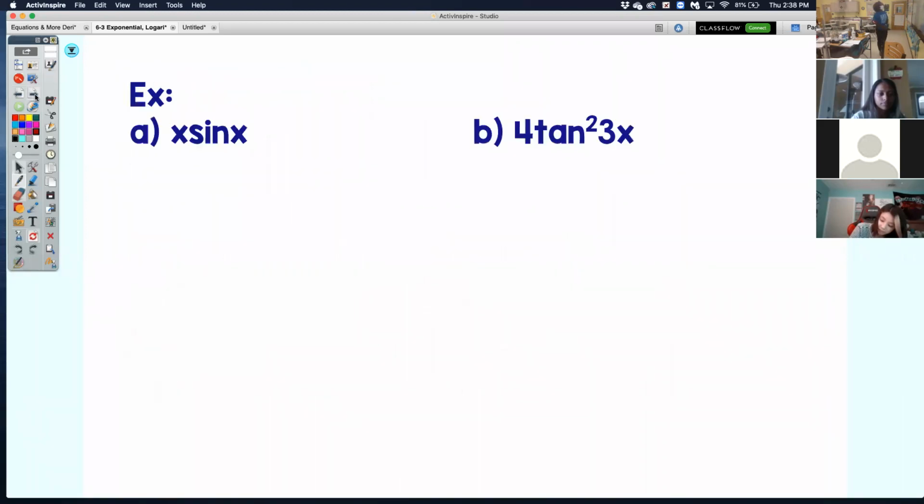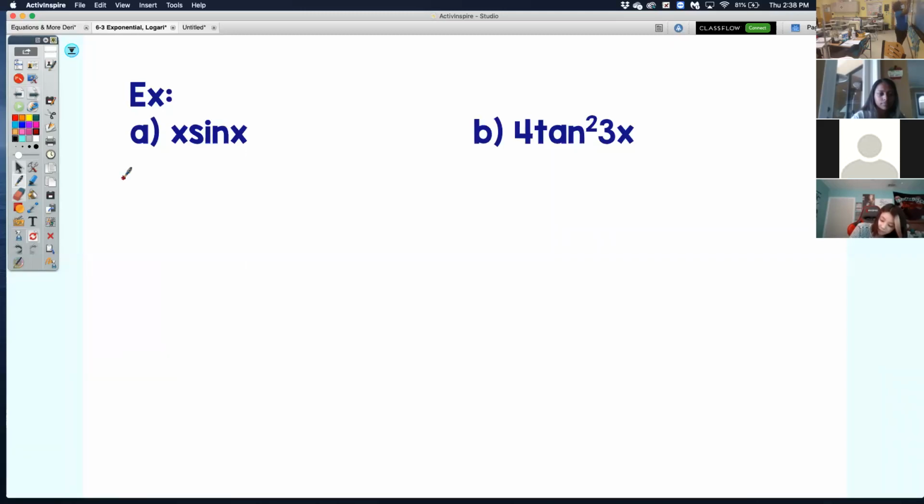Here we go. We're going to do x sine x and 4 tangent squared 3x. I stopped putting directions because at this point you should know we're finding the derivative. That's what we're doing. Find the derivative. What rule am I going to use for a? Product, yeah.